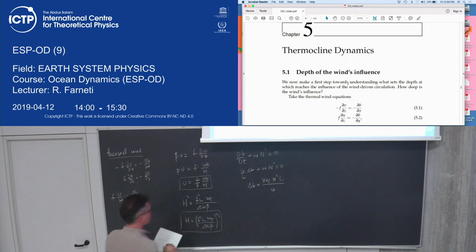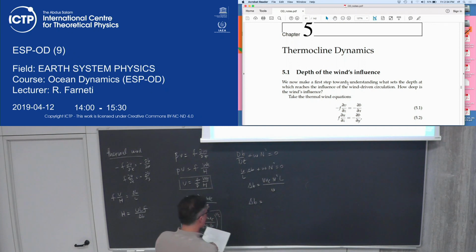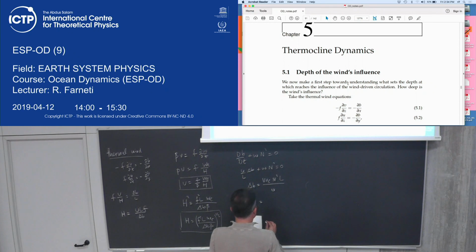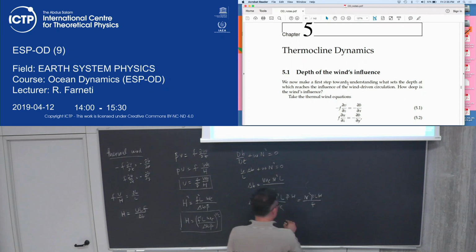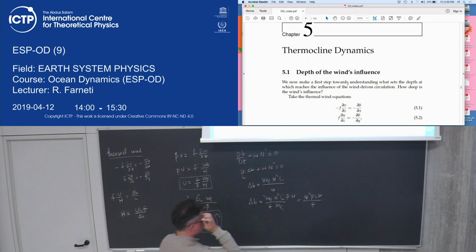So now we're going to use this, and delta B is going to become Ekman vertical velocity N squared L over that U, which is f over beta, W over H. So you should get N squared beta L H over f squared.